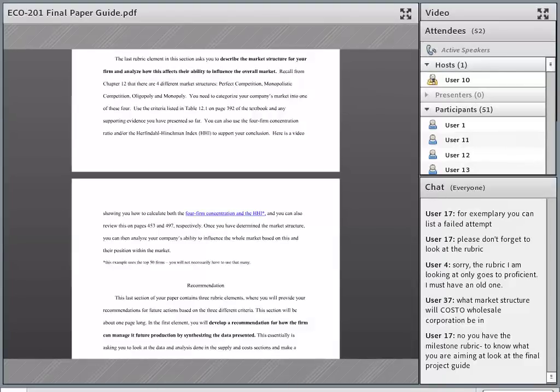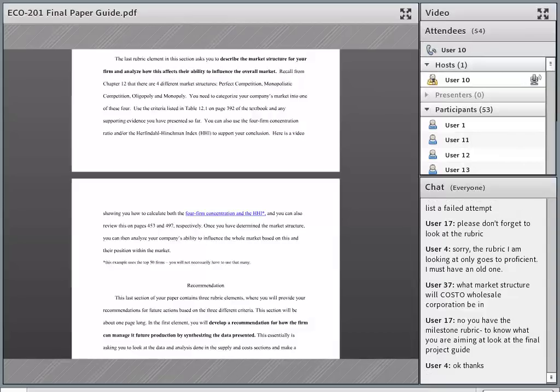But we do have a table, table 12.1. If you see the page numbers, it's on page 392, like we call out here, that breaks down the characteristics of each of these market structures. So of the four, it says the number of firms, the kinds of barriers to entry that you'll see, and it gives you some examples. So that should help you decide where your market falls.